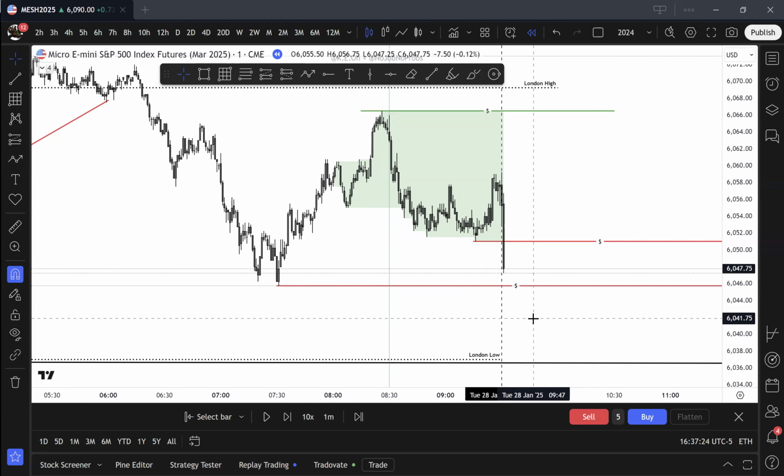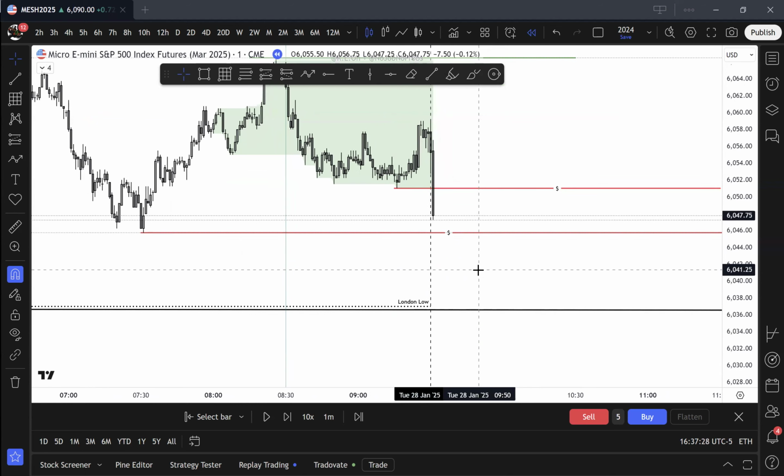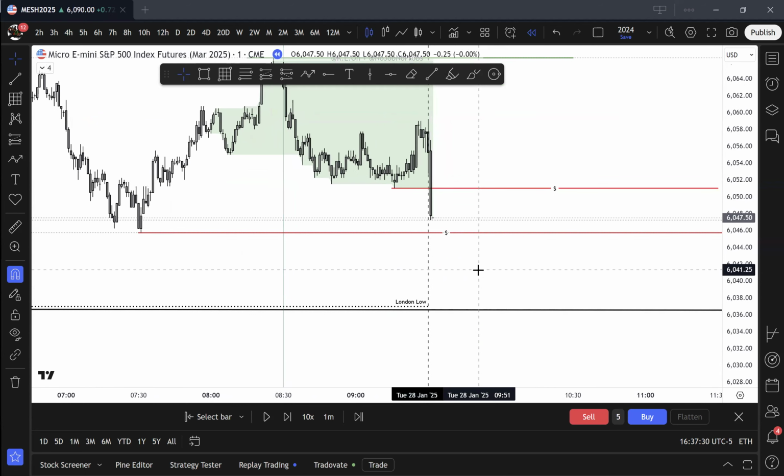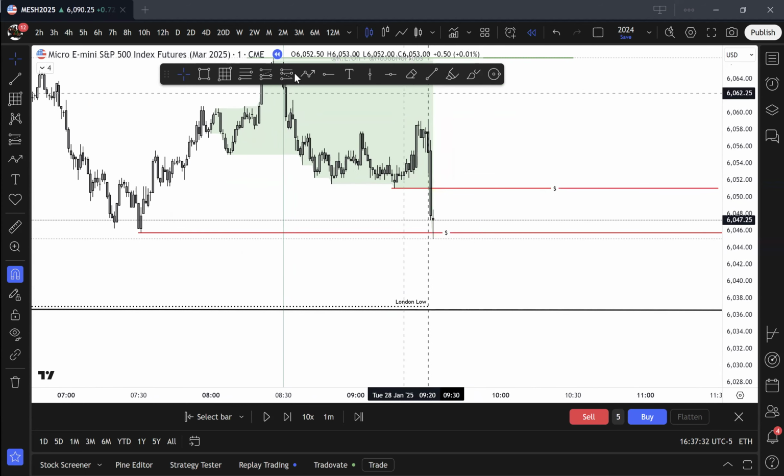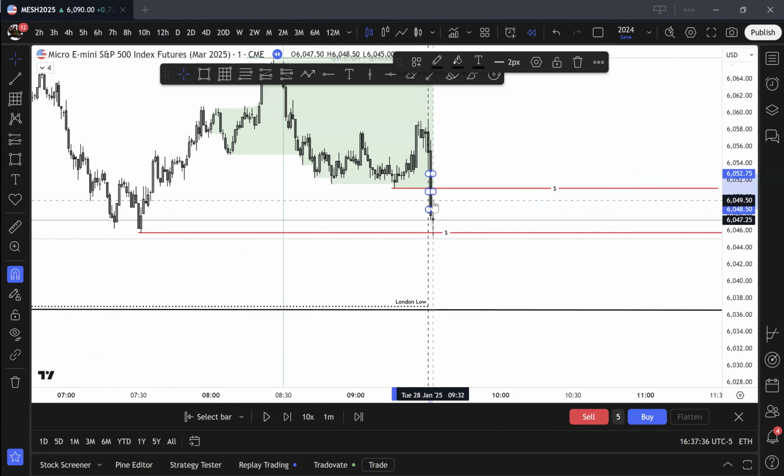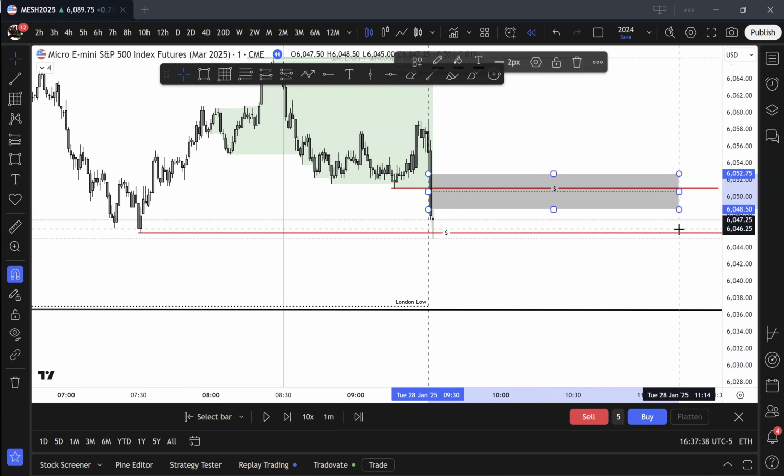And as always, what are we doing after market's open? We're waiting for that first fair value gap to form and show itself, which right here it appears. So what we're gonna do is we're gonna mark that up.